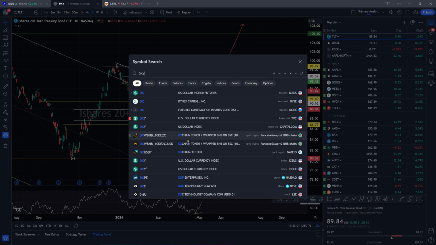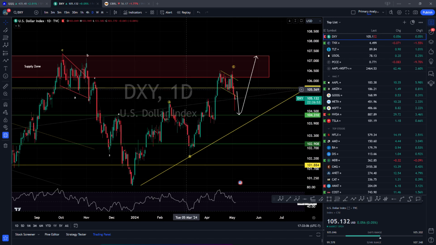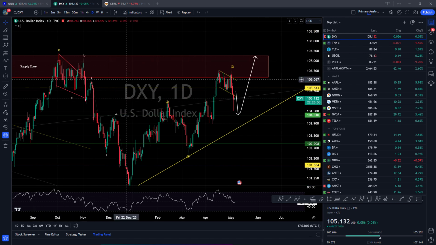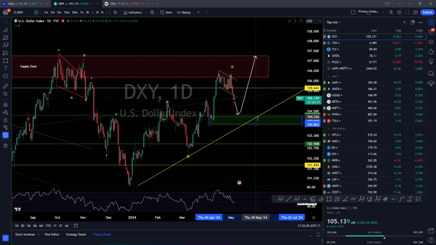Covering the dollar, we talked about the dollar getting into this supply zone last week, and it made another test into that before selling off quite a bit into the higher 104s. It didn't completely test where I thought it would test, left a few points there and started moving up. So potentially it will come back again to test this demand here, this particular demand, and then move higher up.